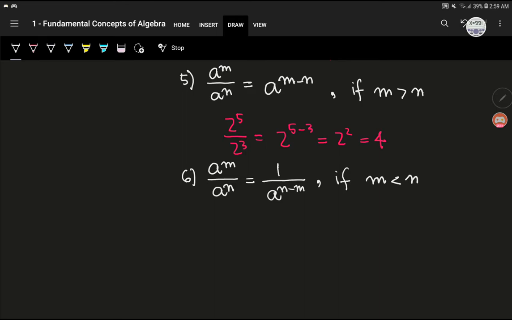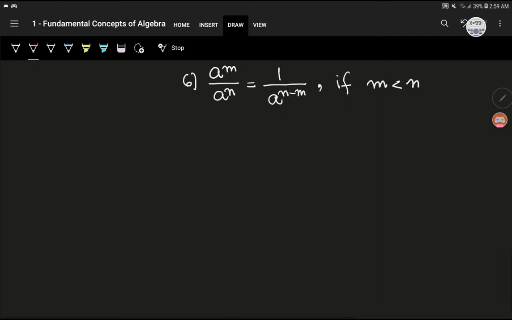So now, if we have the opposite condition, m is less than n, or n is greater than m, then we can write it in this form.